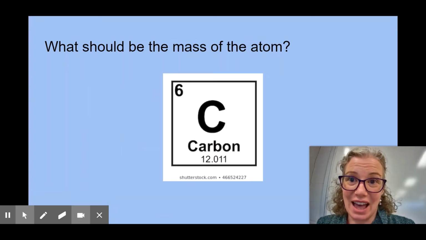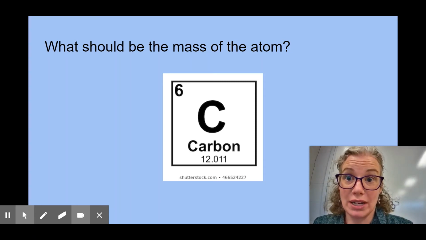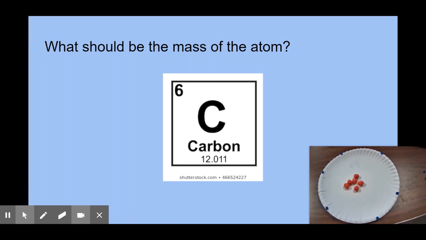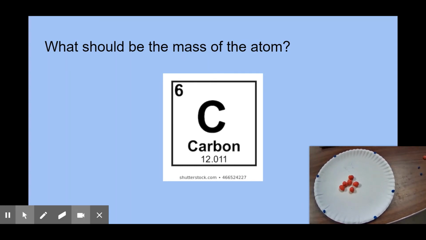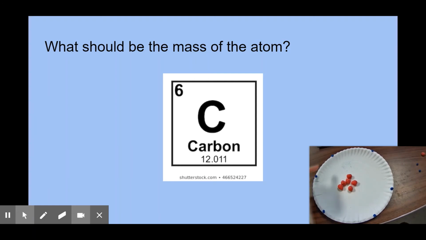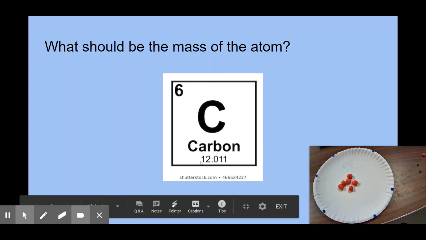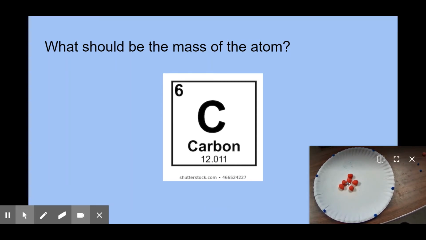But what is the mass of the atom as it stands right now? The mass of that atom is just 6. These electrons, remember, are so small that they can't play a role in the mass. So only these count towards the mass. The mass is 6. But if we look at the mass on the periodic table and we round it to find the mass of the average carbon atom, we'll see the average carbon atom should have a mass of 12. Right now it only has a mass of 6. How do we fix that?